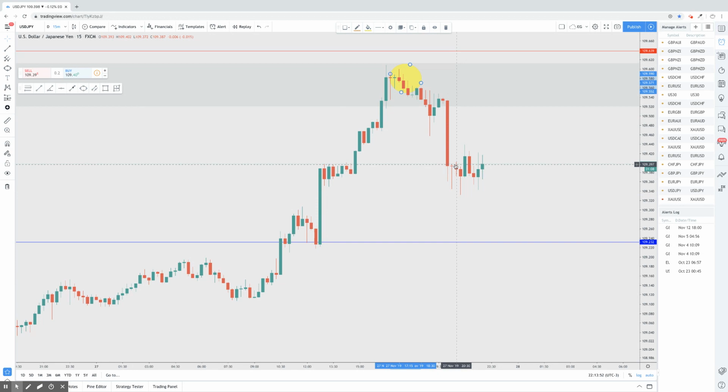So what I like to normally do, I like for price to give a nice strong push right away. If I start seeing consolidation right away, this is why I didn't enter this trade, actually, come to think of it.